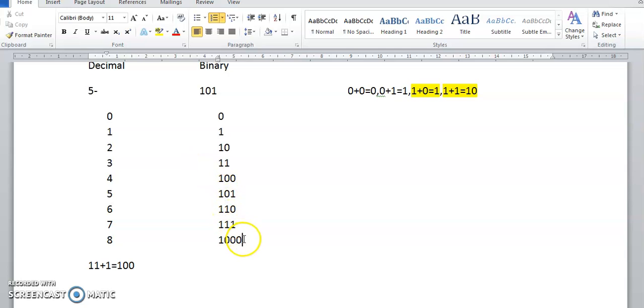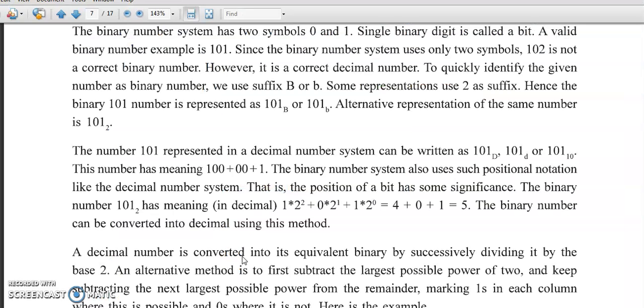Because 1 plus 1 is 0, 1 will be carried on. 1 plus 1 is 0, again 1 will be carried. 1 plus 1 is 10. So the binary value of 8 will be 1000. The binary value of 9 is, just add 1: 1001. The binary value of 10 is 1010. I hope you understand what the binary number system is.